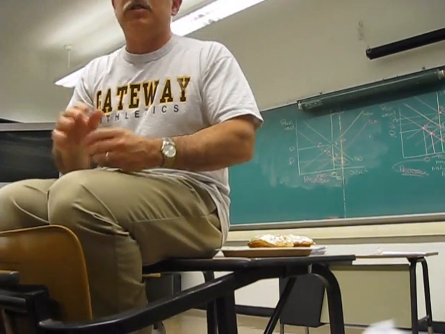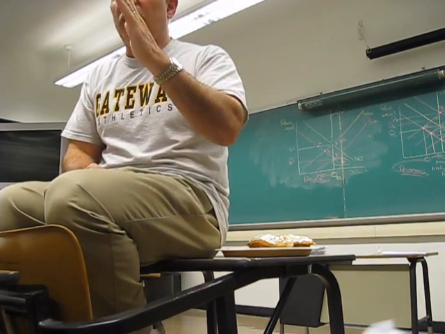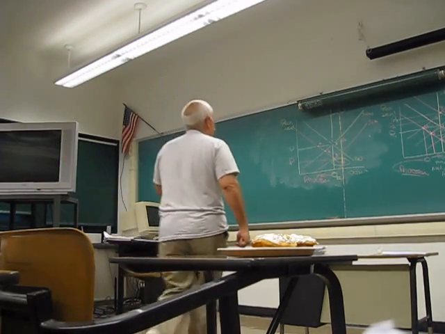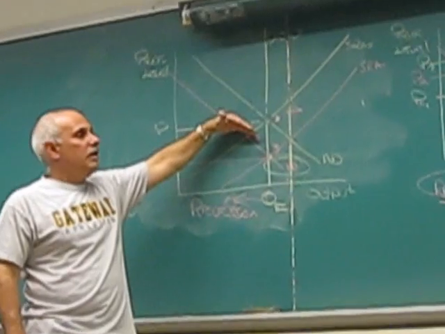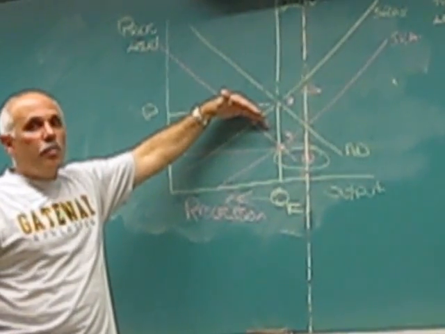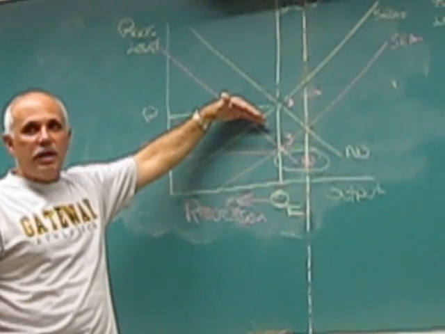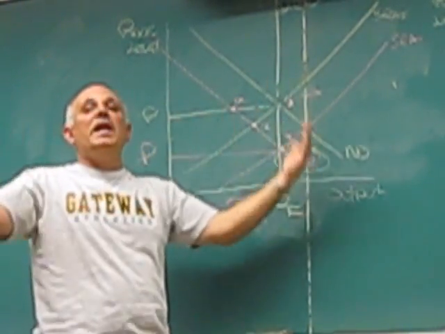Now, monetary policy is manipulating the size of the money supply. Let's just do this real fast. The way that works is this way. If we have a recession like this, then we say, all right, we don't have enough demand. We want to stimulate aggregate demand by using monetary policy. What we do is expand the money supply.